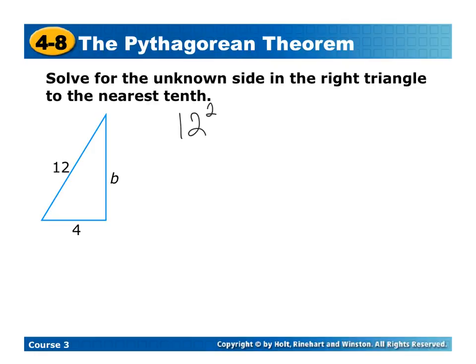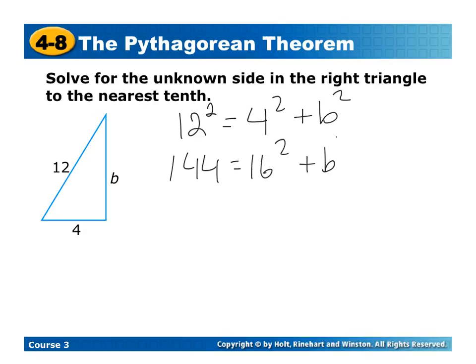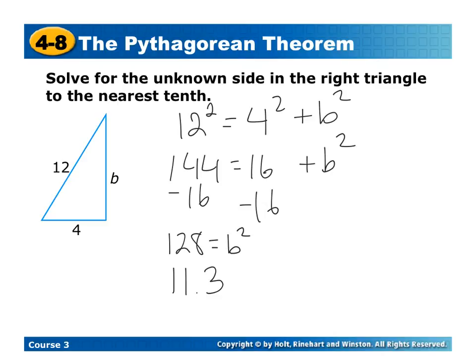Here we have 12 squared, because we have the hypotenuse, is equal to 4 squared plus b squared. So we have 144 is equal to 16 plus b to the second power. So I'm going to go ahead and subtract 16 to figure out what just b is by itself. So 144 minus 16 gives me 128, equal to b to the second power. If I take the square root of that, I get about 11.3 is equal to b to the nearest tenth.